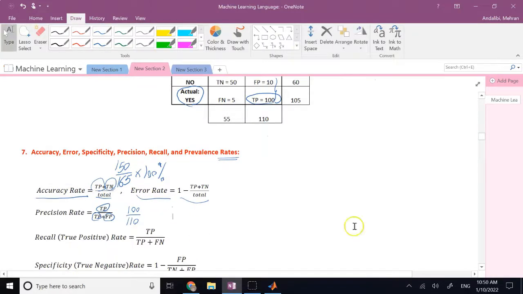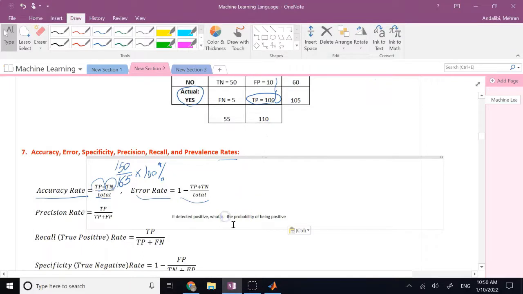So let me write that for you here. If detected positive, what is the probability of being positive? That's the meaning of the precision rate.